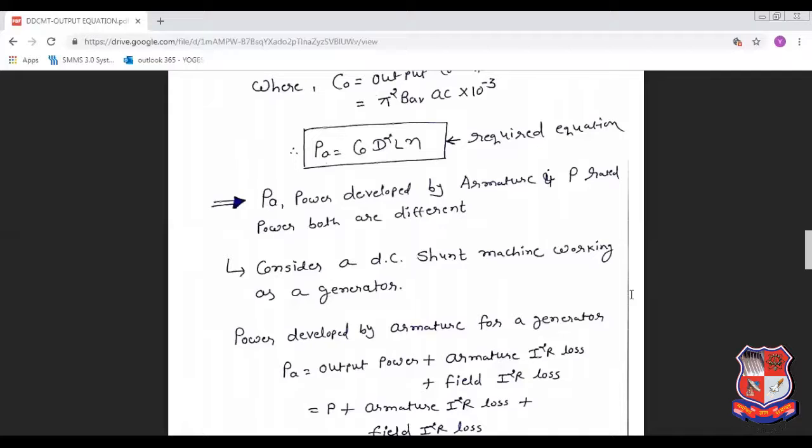Specific electric loading and specific magnetic loading are very important parameters. If we select a higher value of specific electric loading and magnetic loading, then there are many advantages, like reducing the size and volume of the machine, and also reducing the weight and the cost of the machine. So we select the highest possible values of specific electric loading and specific magnetic loading to reduce the size and the cost of the machine.